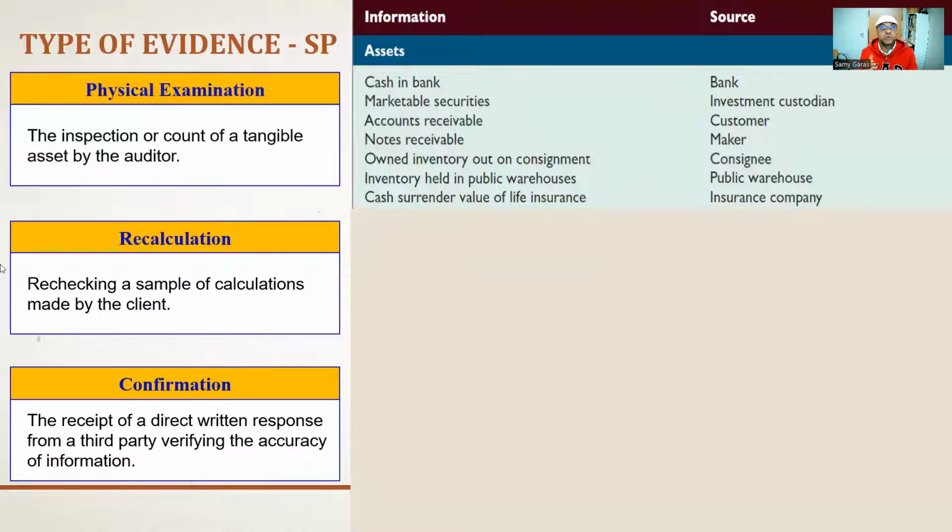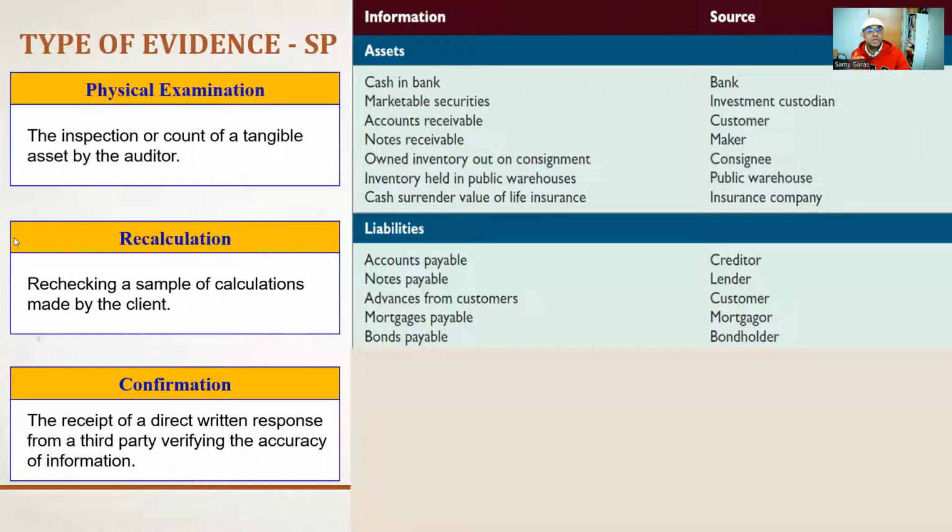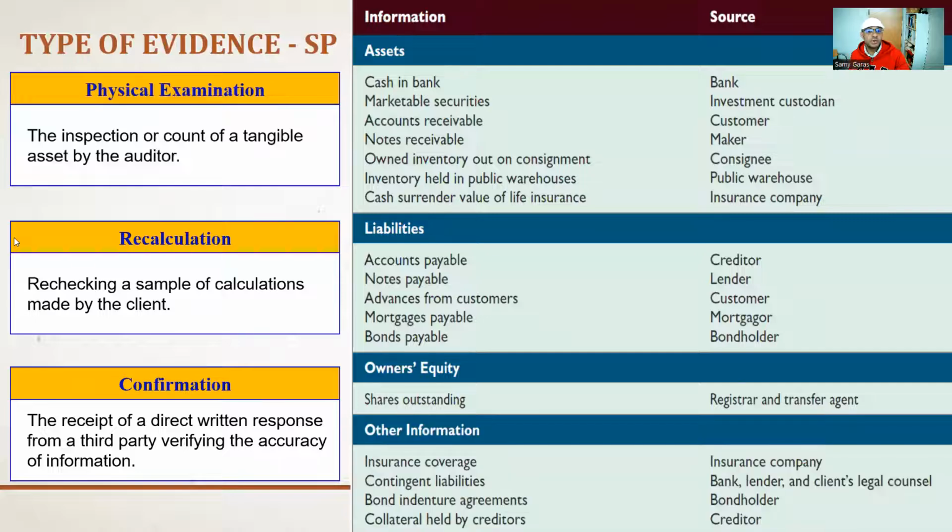And here we cover all the areas of the balance sheet, whether assets or liability or equity or other confirmation. So for example, for the confirmation of the cash, we get it from the bank. For the confirmation of the marketable securities, we get it from the custodian. For the confirmation of the accounts receivable, we get it from the customers, and so on.